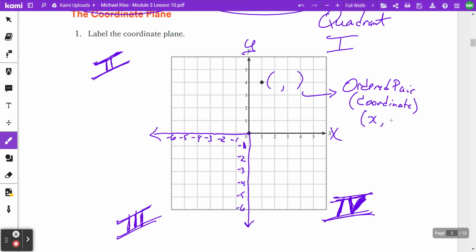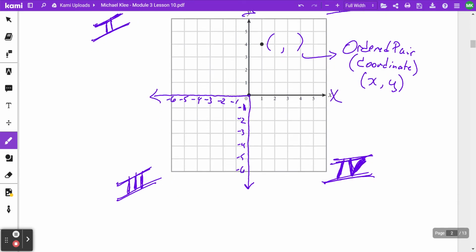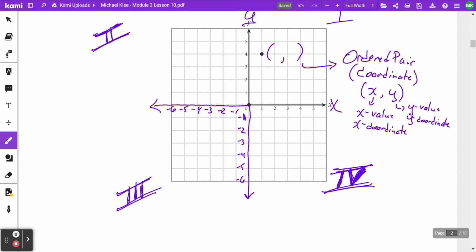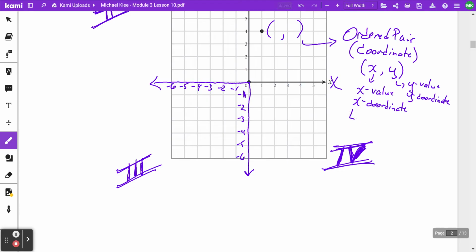They have an x value and they have a y value. Some people call it the x coordinate. Some people call it the y coordinate. Some people call it the x value. You can have an x value or an x coordinate, or you can have a y value or a y coordinate. Your choice, doesn't matter. So you have an x and a y. Now the x is what I like to call the left-right number, and the y value I like to call the up-down number.